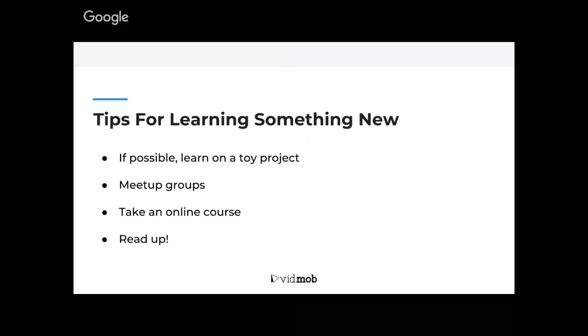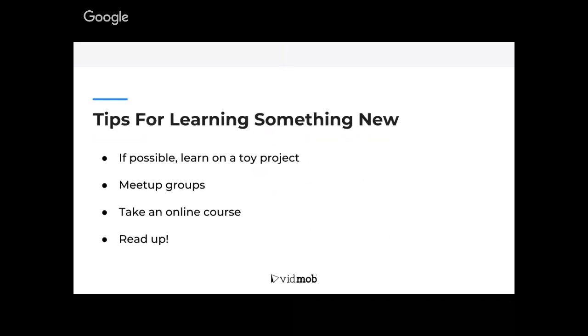So, tips for learning something new, if you were to go that route: if possible, try to learn on a toy or a personal project. That could let you work out some kinks in your coding style and work through some initial barriers that you might have. Find some meetup groups for the particular technology that you're looking into. That could not only get you access to interesting talks about different aspects of that technology, but let you meet people that have experience with it or maybe are going through the same learnings that you are. So that can be great as well.